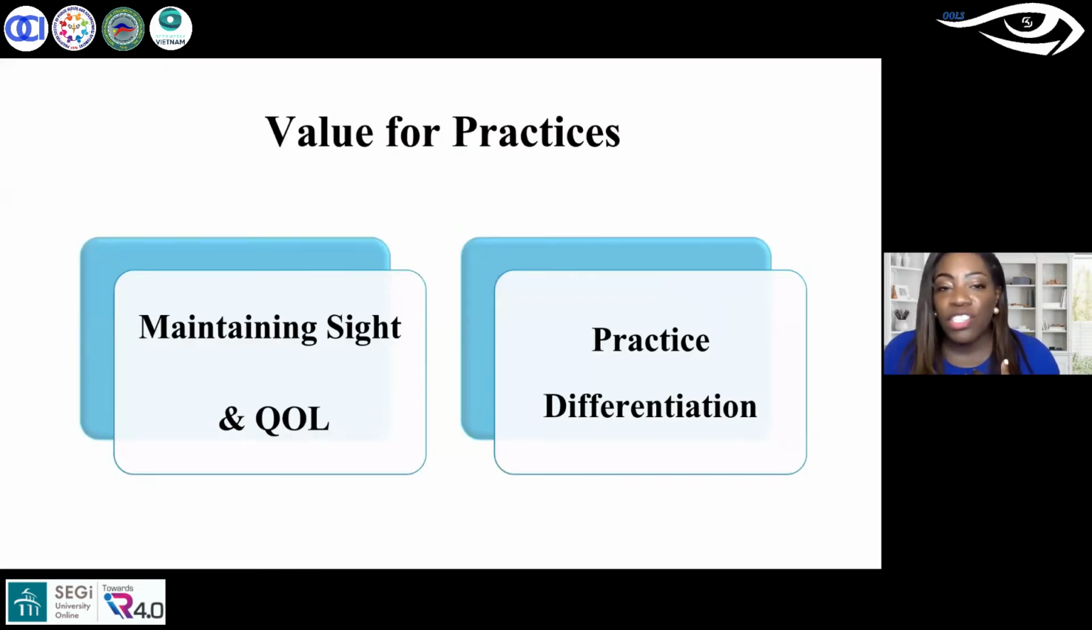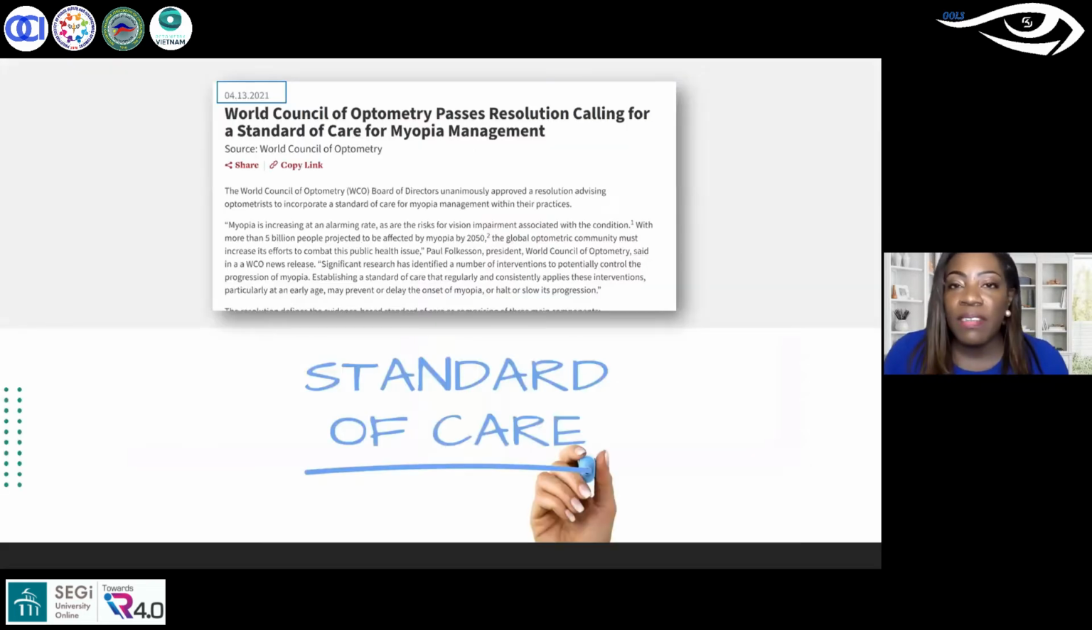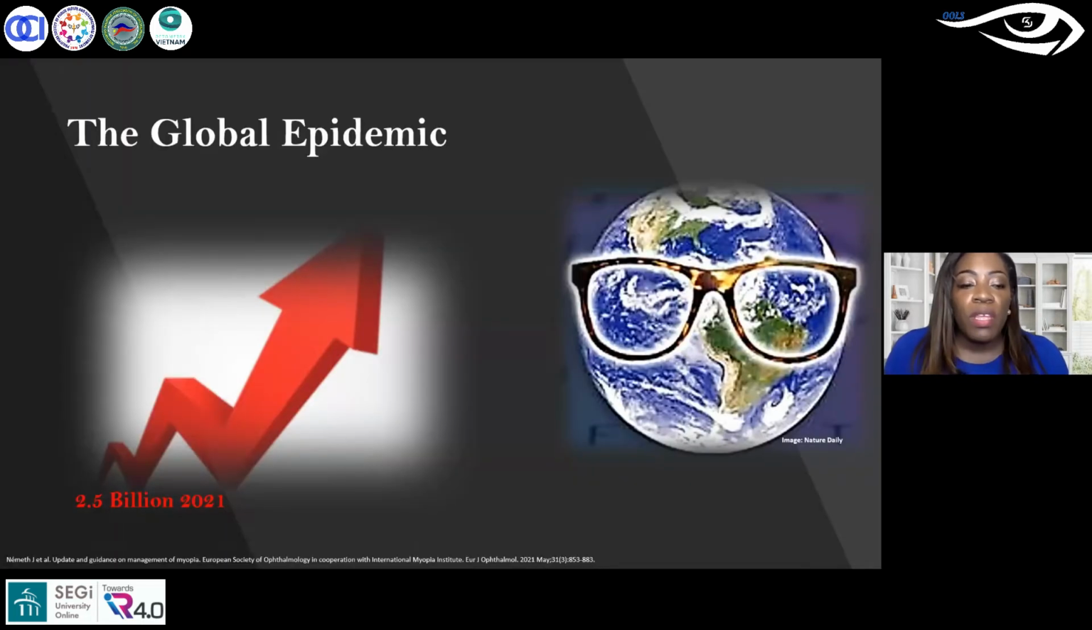The other reason why you should care is because it's important for us to do our best as eye care professionals in maintaining sight and quality of life, but it also can set you apart in your future practices. And it is becoming the standard of care. Some of you might know that the World Council of Optometry recently passed a resolution calling for the standard of care for myopia management. And I live in the States, and many of our associations are on board for this as well. So how do we prevent this 2.5 billion from becoming 5 billion?